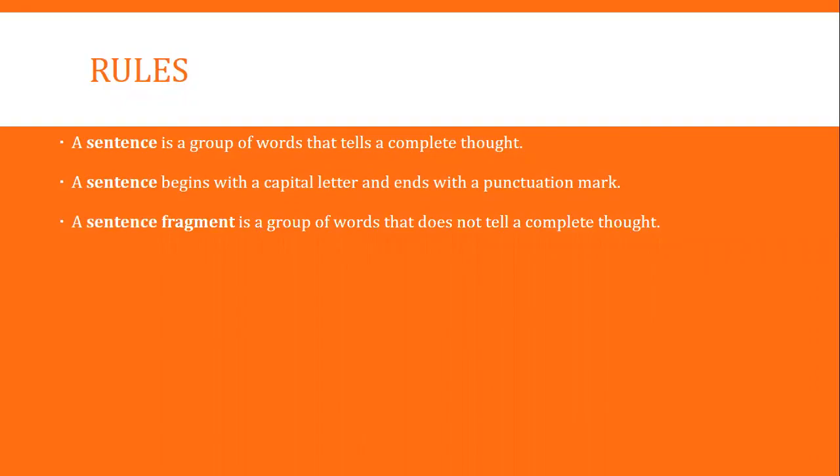Go ahead. A sentence fragment is a group of words that does not tell a complete thought. Thank you very much. Habiba? Did I unmute you, Habiba? Yes, miss. It's number 4? Yeah. Okay. A declarative sentence makes a statement. It ends with a period.